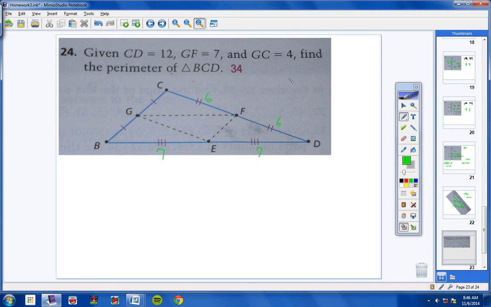And then they tell us that GC is 4. So from here to here is 4. So if that's the case, then BG is also 4. And if you add up all of these sides, 8 plus 12 plus 14, you will get the perimeter of triangle BCD, which is the whole big triangle here. Okay? And the answer is 34. Okay, not too difficult. Okay, one more problem, we're done.